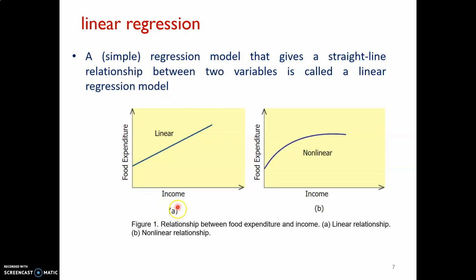In the same example, the x-axis is the income, the y-axis is the food expenditure. It is linear: as income increases, food expenses increase. The second one has the same variables, but the graph is not linear. It is non-linear. So the first figure shows the relationship between food expenditure and income is linear. The second one describes a non-linear relationship between the DV and the IV.